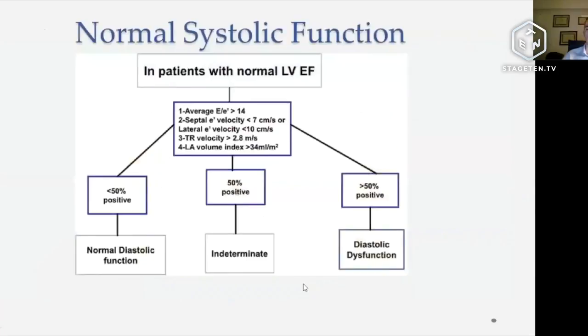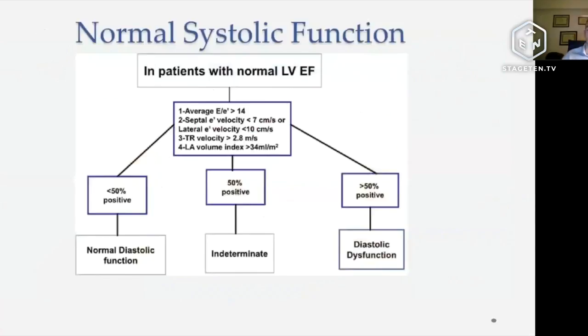So for making the diastolic dysfunction diagnosis in patients with normal ejection fraction, we use these 4 parameters, and we use this approach. If less than 50% are positive, we have normal diastolic function. If more than 50% are positive, we have diastolic dysfunction. While if 50% are positive, we stay in the indeterminate diastolic function condition.